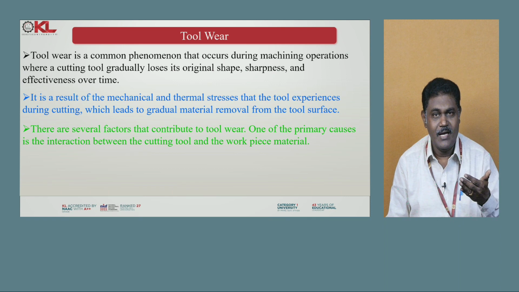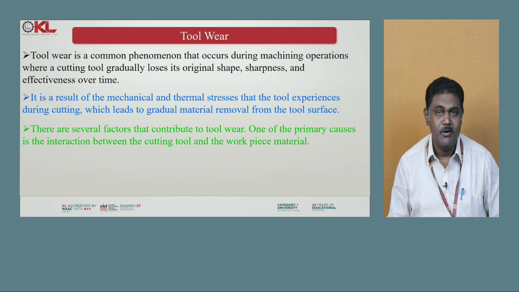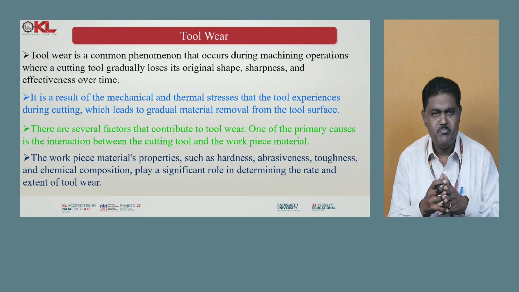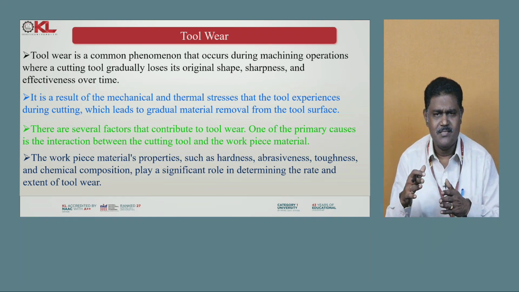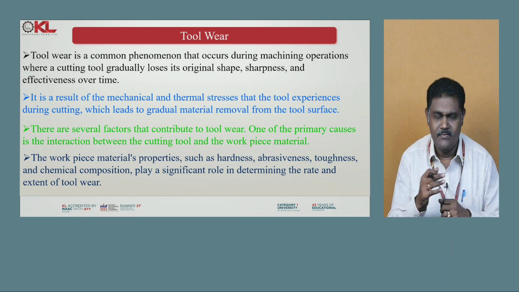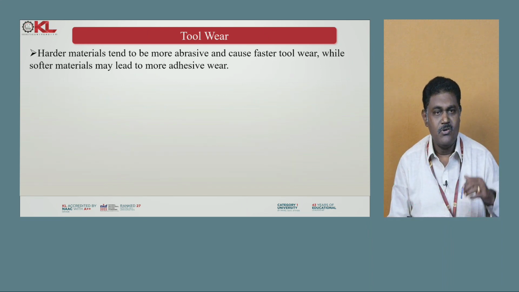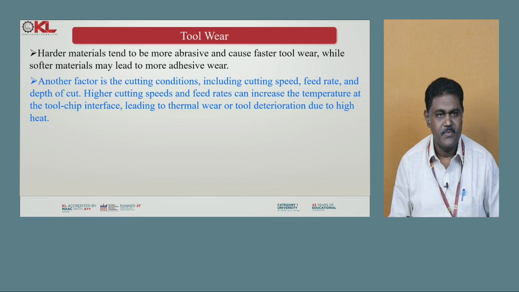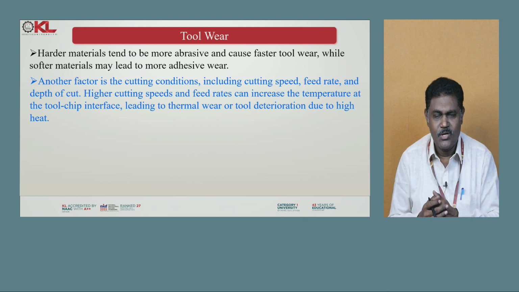So, there are several factors that contribute to tool wear. One of the primary causes is the interaction between the cutting tool and workpiece material. The workpiece material properties such as hardness, abrasiveness, toughness, and chemical composition play a significant role in determining the rate and extent of tool wear. So, harder materials tend to be more abrasive and cause faster tool wear, while softer materials may lead to more adhesive wear. Another factor is cutting conditions, including the cutting speed, feed rate, and depth of cut.